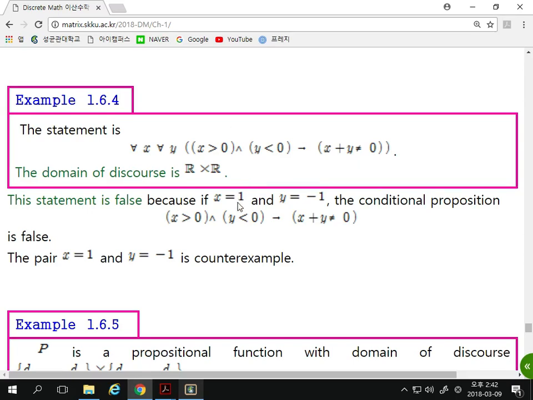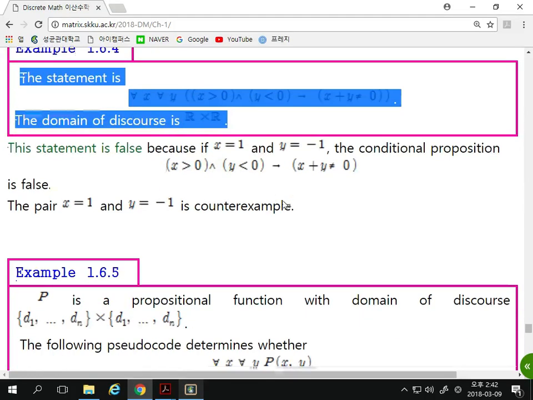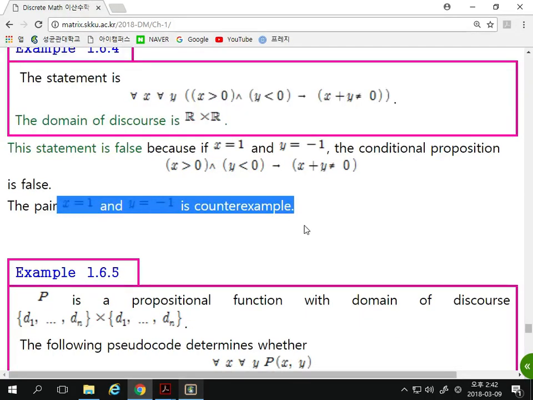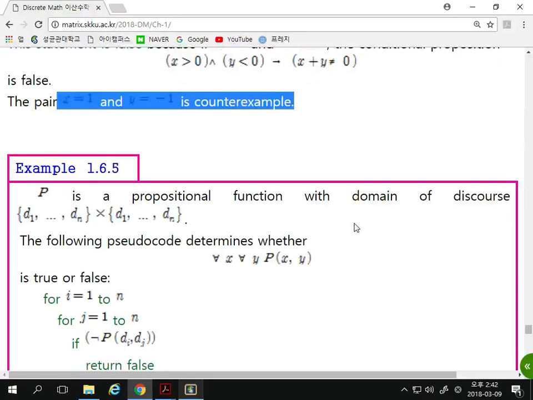If we choose x equal to 1 and y equal to minus 1, then x is positive and y is negative still. But x plus y is equal to 0. So it violates the conclusion. So it is a false statement. So this statement is not true in general. And this pair, x equal to 1 and y equal to minus 1, is a counterexample.